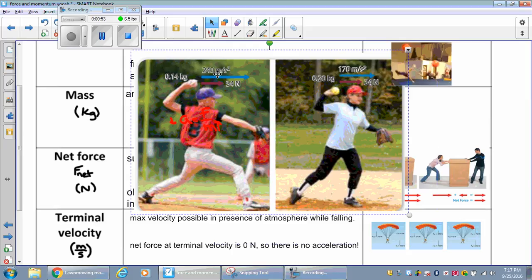So I'm throwing the baseball with 34 newtons. I'm throwing a softball with 34 newtons. There's a little bit more mass to the softball, 0.2 kilograms versus the baseball, 0.14 kilograms. Look what ends up happening to the acceleration. Because the mass was higher, look what happens to the acceleration. Only 170 meters per second squared versus the baseball, 240 meters per second squared.